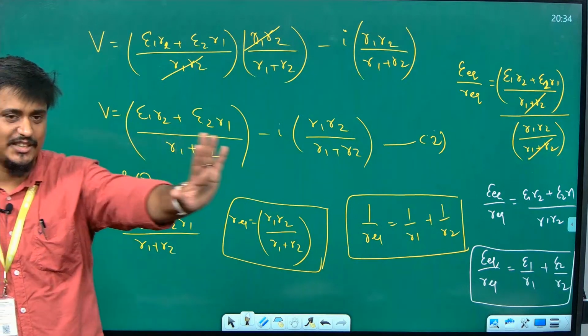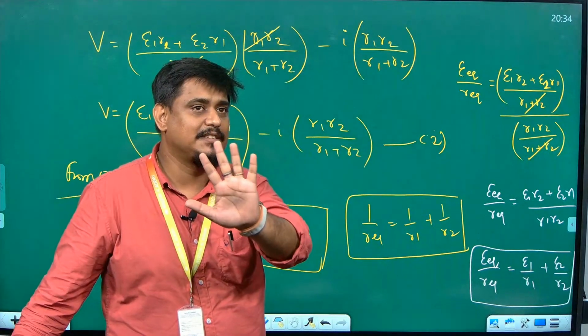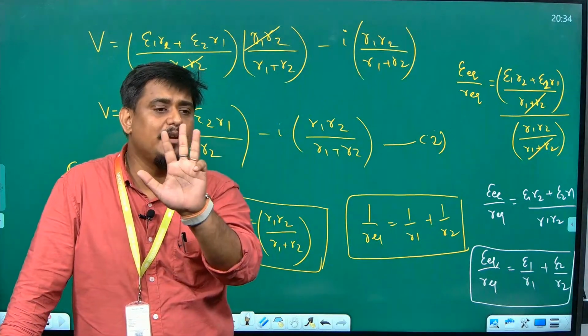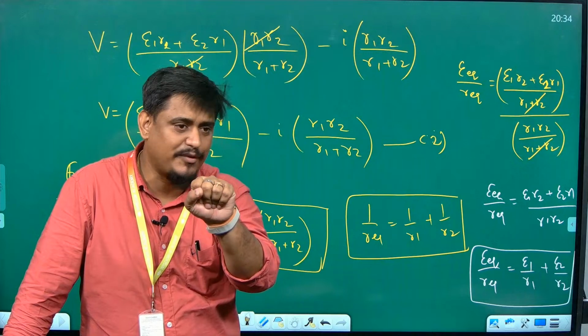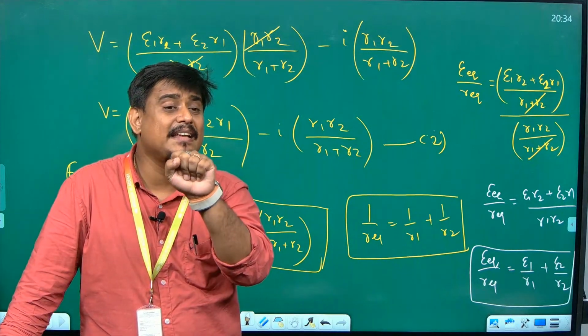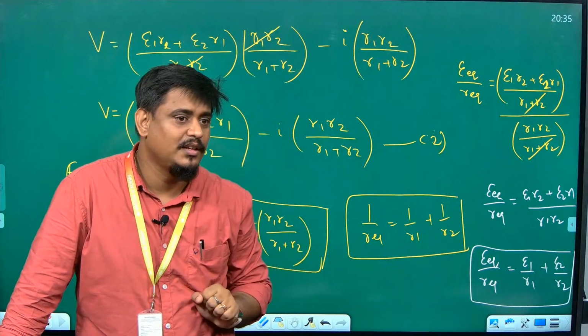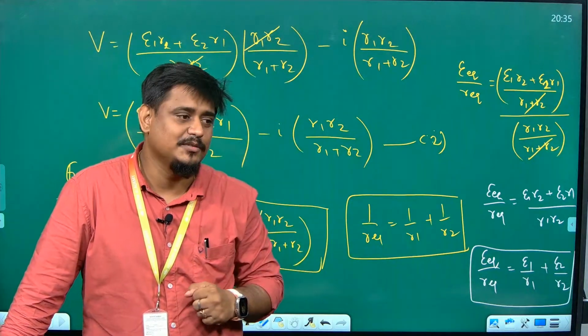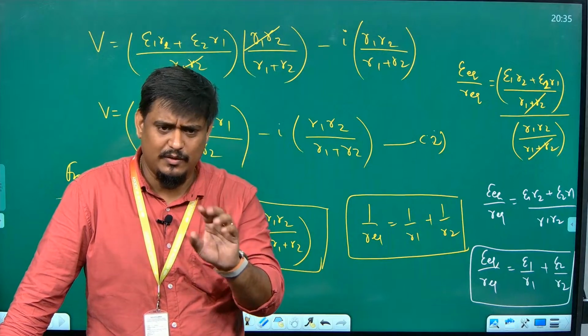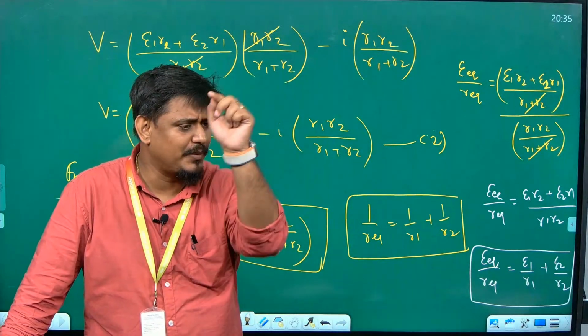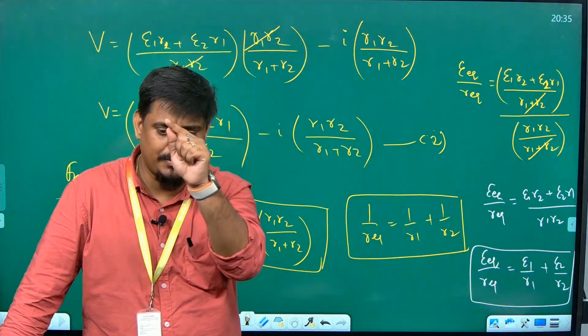In series connection, if I am having 5 cells, net EMF will be E1 plus E2 plus E3 plus E4 plus E5, and net internal resistance will be R1 plus R2 plus R3 plus R4 plus R5. If you have parallel connection, resistance behaves the same way. 1 by R equivalent is equal to 1 by R1 plus 1 by R2 plus 1 by R3 plus 1 by R4 plus 1 by R5.